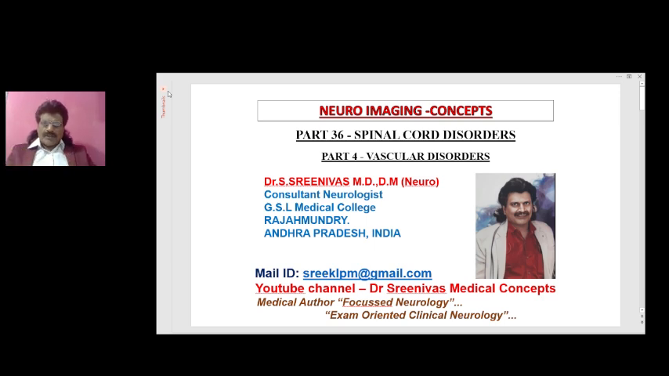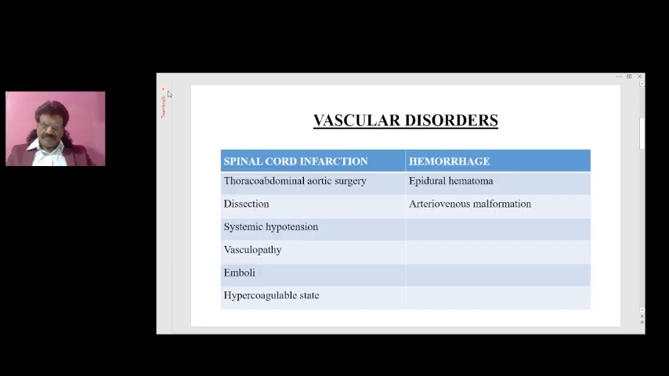We are continuing with the neuroimaging concepts and spinal cord disorders. So today we'll be talking about the vascular disorders of the spinal cord. Neuroimaging concepts, part 36, spinal cord disorders, part 4, vascular disorders. The vascular disorders of the spinal cord could be of two types: one, spinal cord infarction, second, hemorrhage.